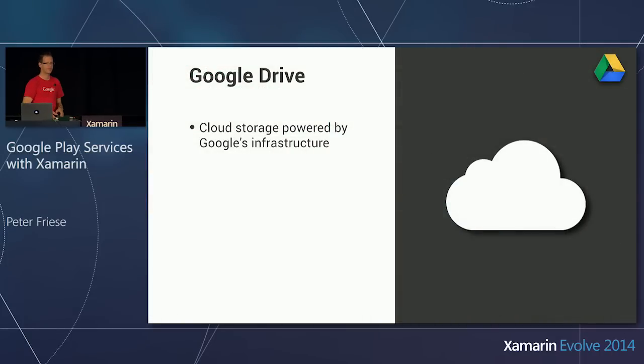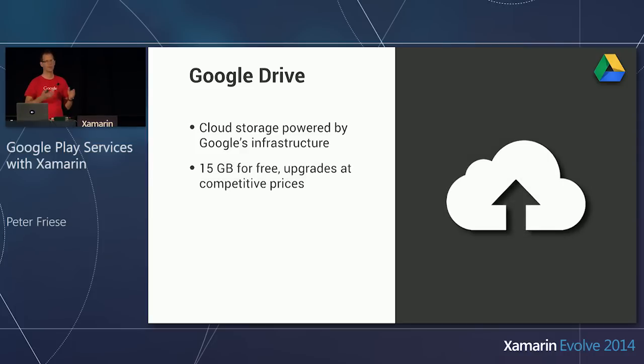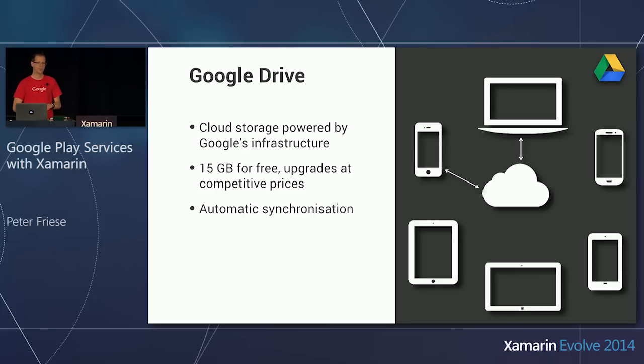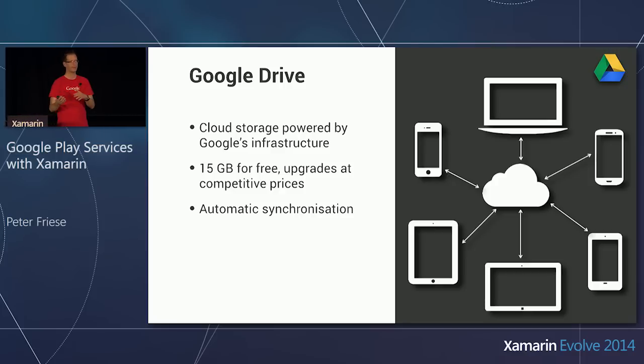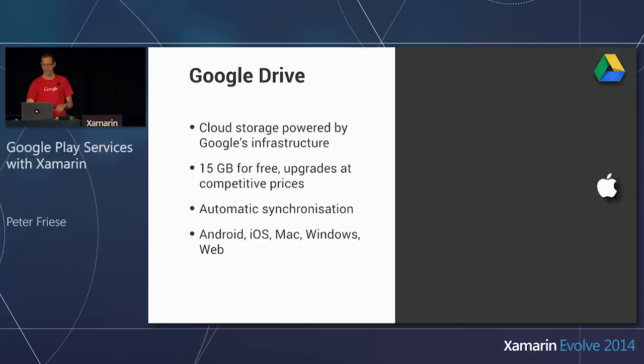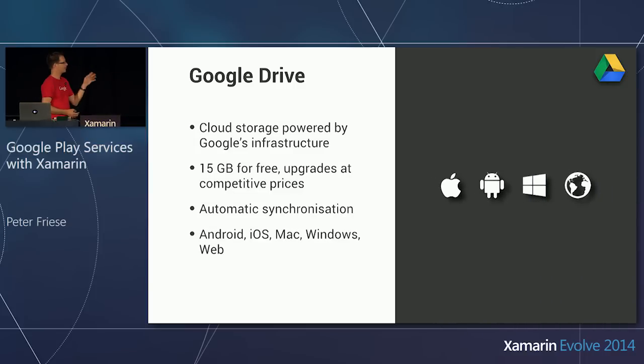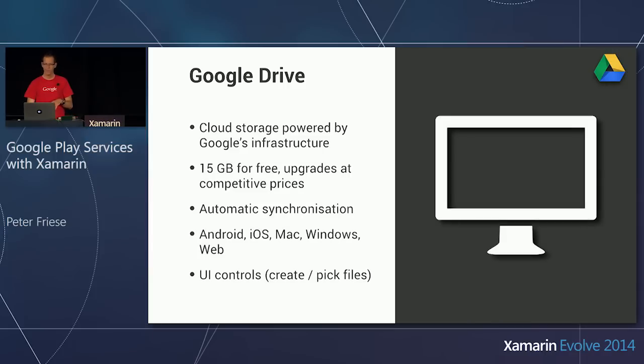So Google Drive is a cloud storage provider running on Google's infrastructure. Every user who is on Google gets 15 gigabytes for free. And we've got automatic synchronization between the various clients. So no matter on which device you create a file and store it on Drive, it will be synchronized to all of your other connected devices. We've got clients for a range of operating systems, such as Mac OS, Windows, obviously the web, and iOS and Android. And we've got a few UI-related controls for enabling you to pick and create files.